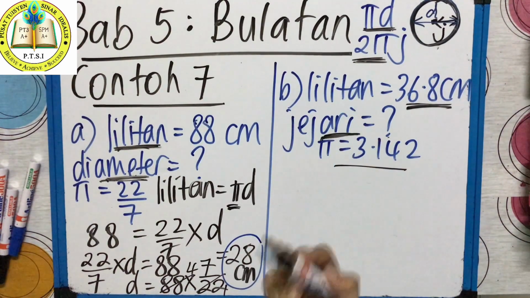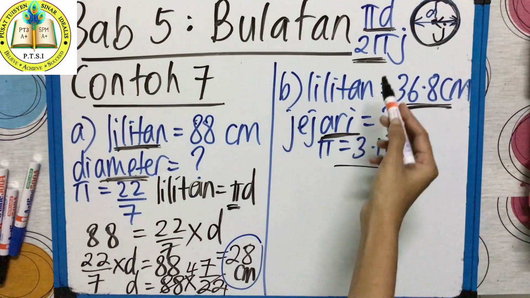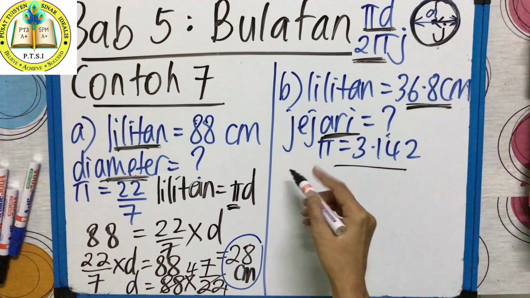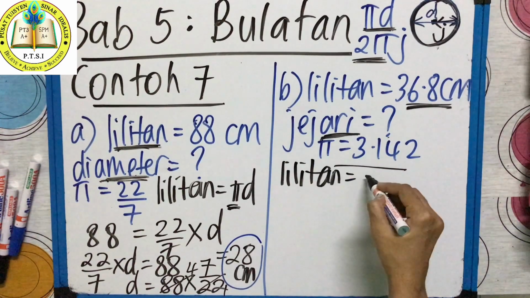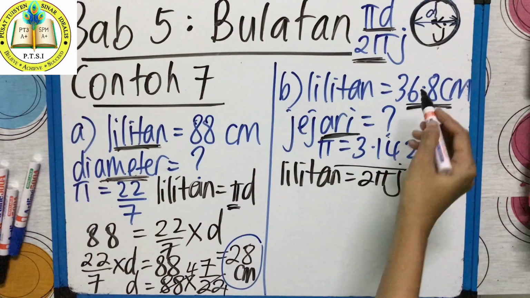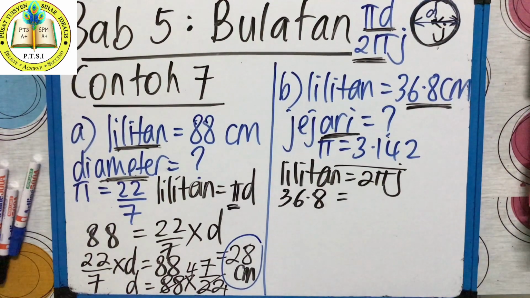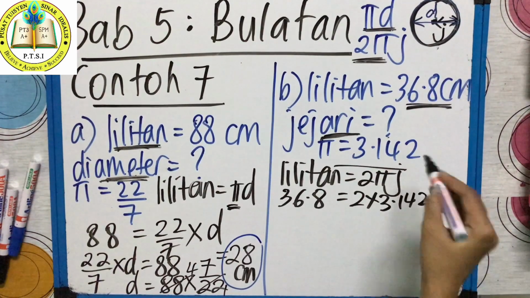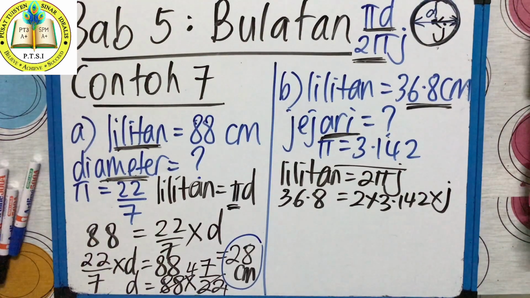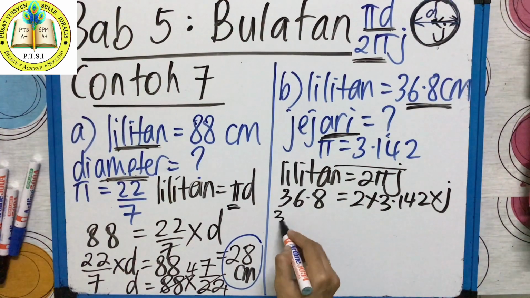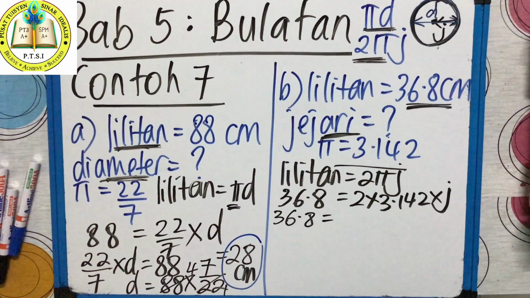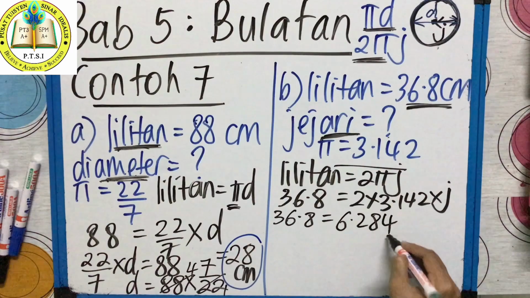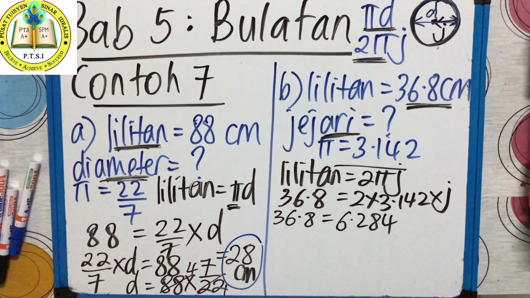So now lilitan jejari, so what formula must you use? Kamu mesti guna formula 2 pi j. So teacher write here, lilitan is equal to 2 pi j. So lilitan value 36.8 equal to, pi value is how much given? 3.142 times jejari, kita tidak tahu. Yang tu kamu mesti cari. Yeah, we have to find the j. Okay, how to solve this class? 36.8 equal 2 times 3.142. How much do you get? 6.284. Okay, you just press calculator lah.